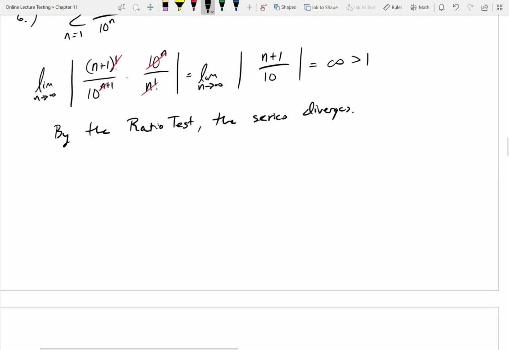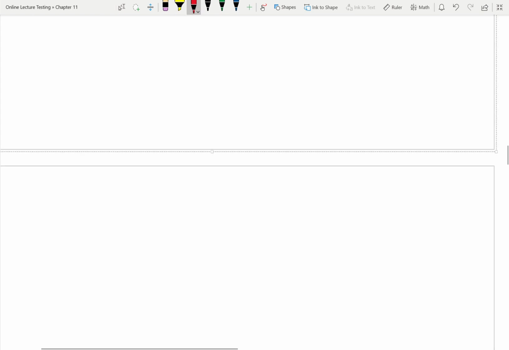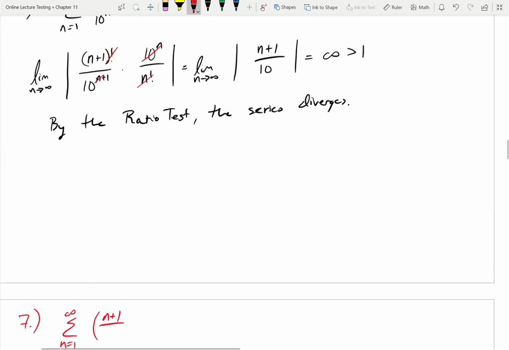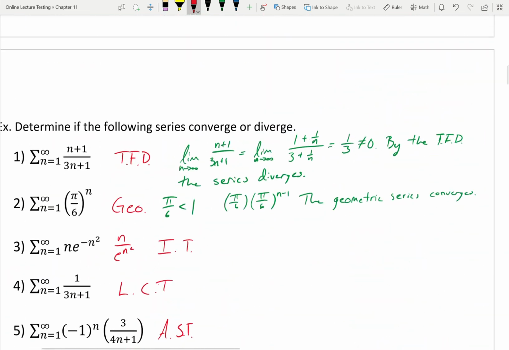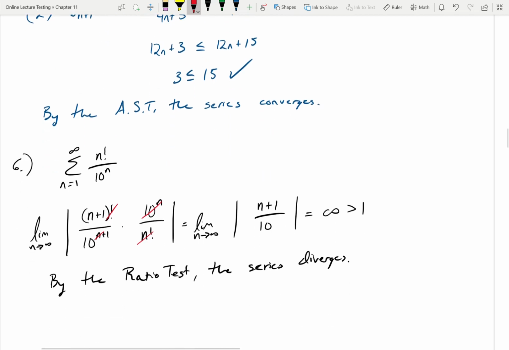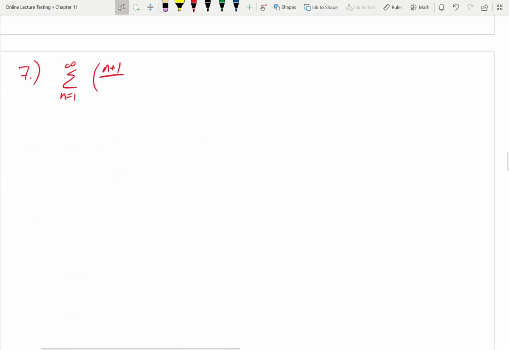And our last one, number 7. Summation from 1 to infinity of (n plus 1) divided by, did I use 3n or just want to make sure I have the right one down? 2n. (n plus 1) divided by (2n plus 1), all to the n. I said use the root test.